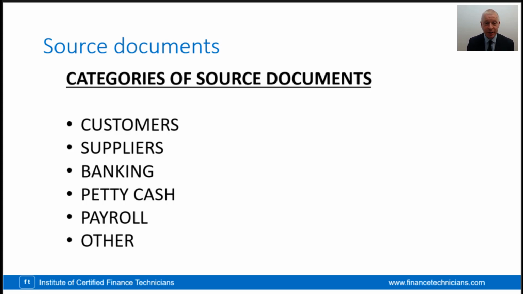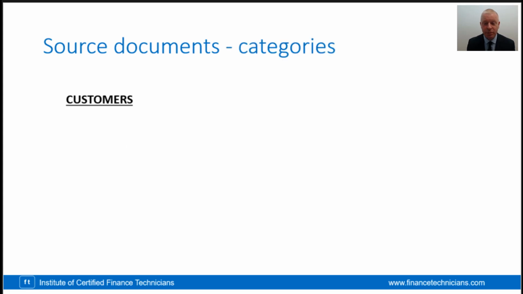Now within each one of these categories, there's a variety of different documentation that might fall into that particular classification, so we need to have a little look at those as well. So the next one up we're going to look at in more detail is surrounding customers. So what do we need to know about our customers? Well, we can have delivery dockets issued.